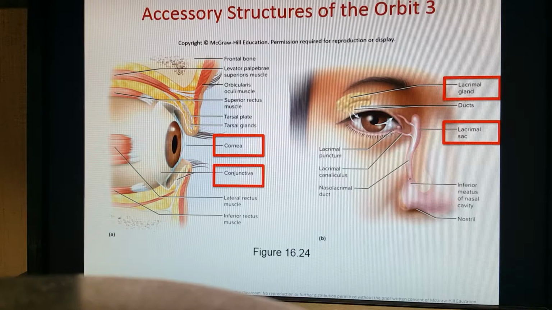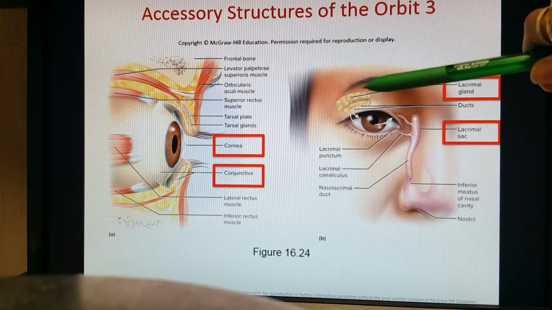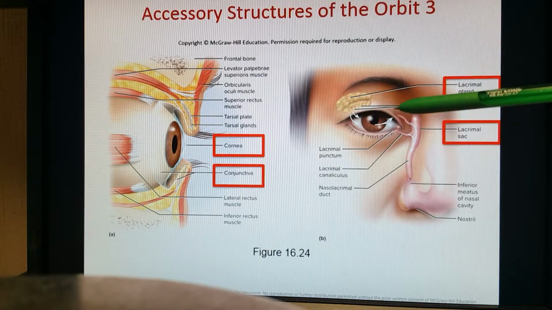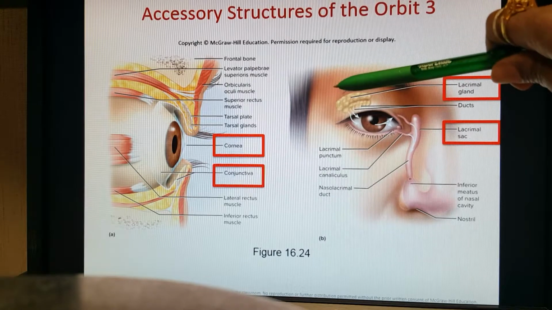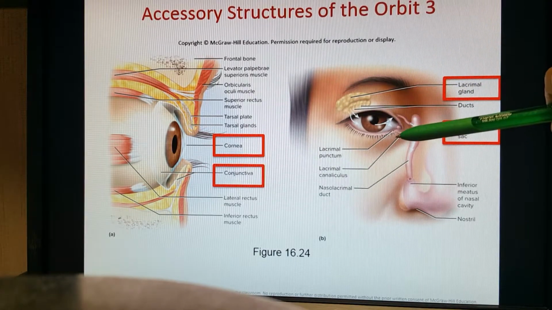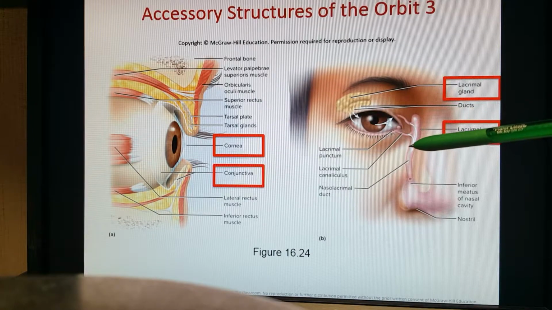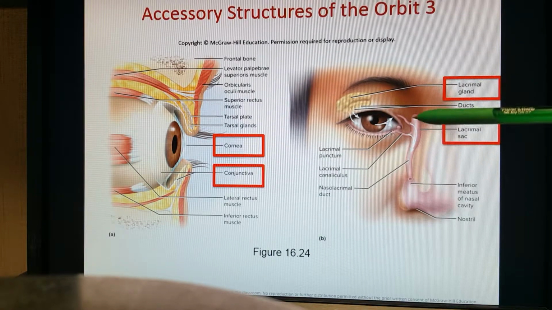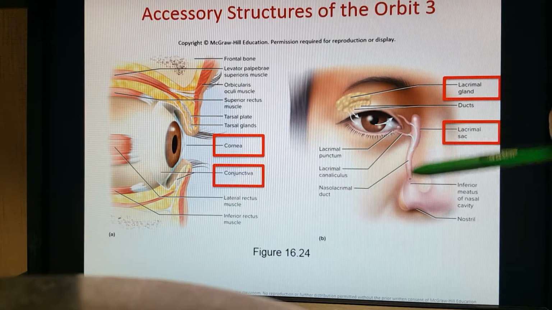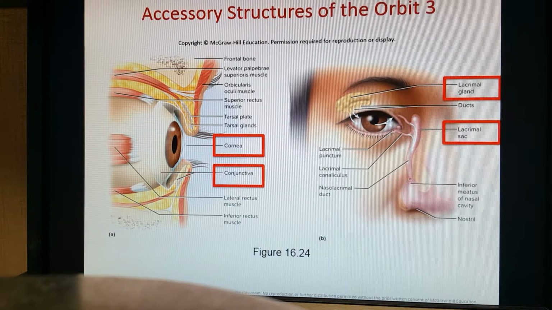Another accessory structure are the lacrimal glands. These are your tear glands, making tears, kind of your fluid to wash the surface of your eye and keep it nice and clean. It goes from one corner of the eye toward the other corner, and then drains away into your lacrimal sac, then moves through the nasolacrimal duct, through your nasal cavity, and out through your nostrils.